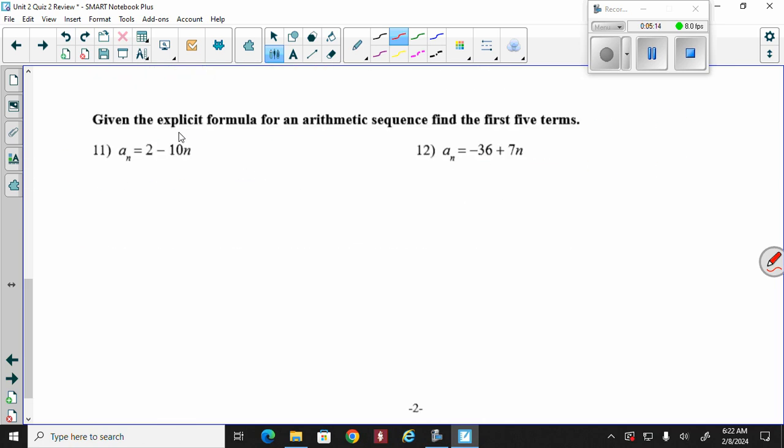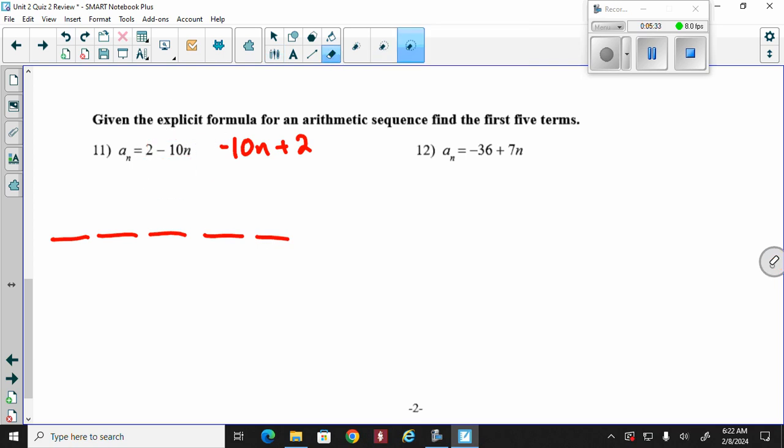All right. Given the explicit formula for the arithmetic sequence, find the first 5 terms. Typically, as I've said several times in class, it would be written with the n term first, but this worksheet generator always likes to put n second. 1, 2, 3, 4, 5. So remember, guys, 2 as well as 10 is not the first term. So please don't do like 2 and then start working.